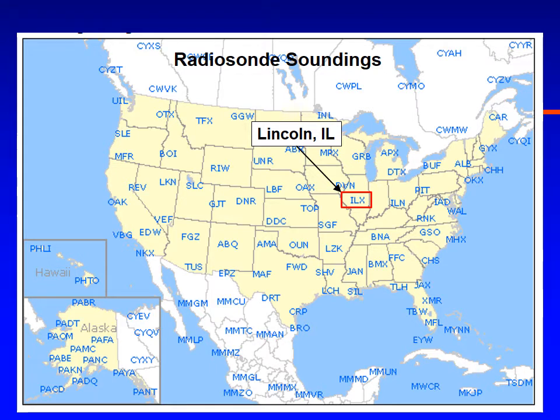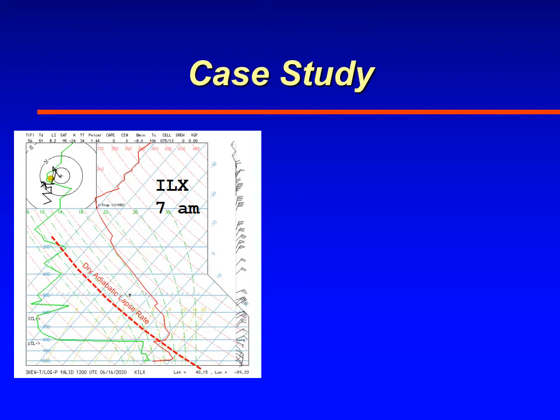We're going to look at the sounding for Lincoln, Illinois, which is right smack in the middle of the state. And the identifier for the radiosonde station is ILX. Here is the morning sounding, and you can see that there is an inversion very close to the ground, and then also another inversion a little bit higher up in the atmosphere at about someplace between 800 and 700 millibars. I also put on here the dry adiabatic lapse rate.